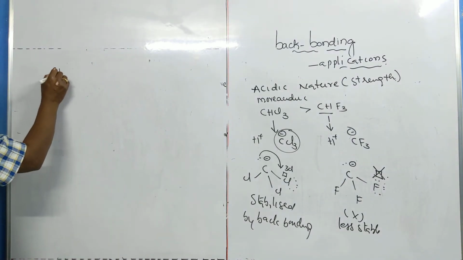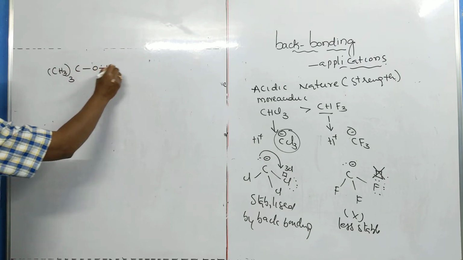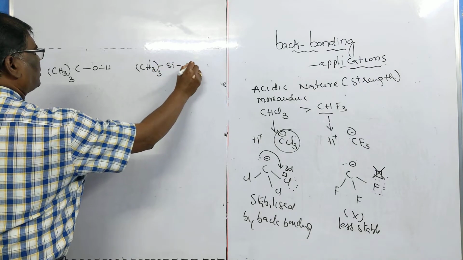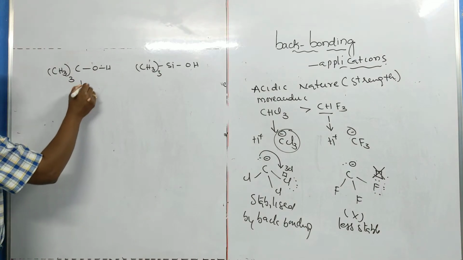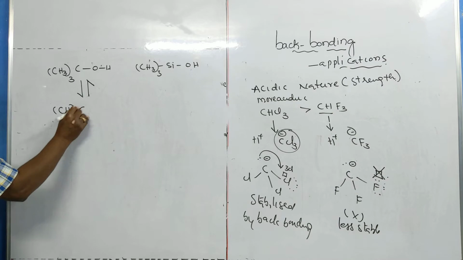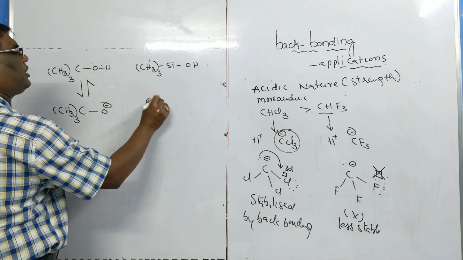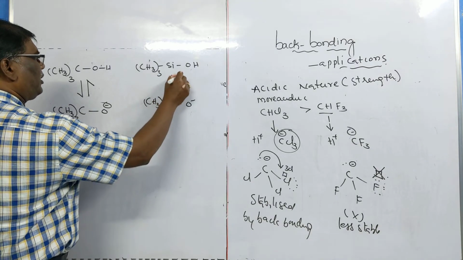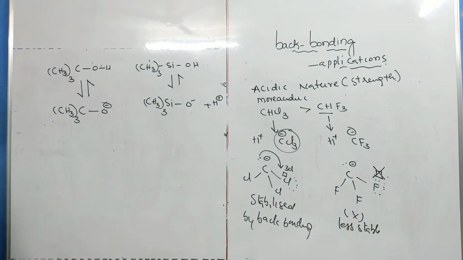Now we take (CH3)3COH and (CH3)3SiOH. Now which is more acidic? Now you split. When this one ionizes, it gives (CH3)3CO minus ion. This ionizes to give (CH3)3SiO minus ion. They ionize to give a proton and this anion. Now which anion is stable?